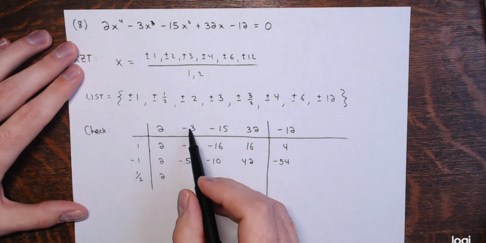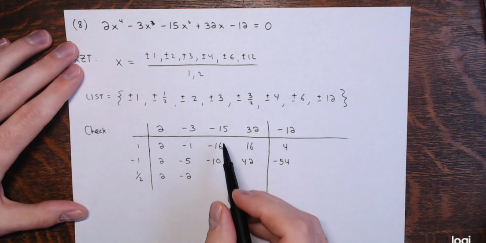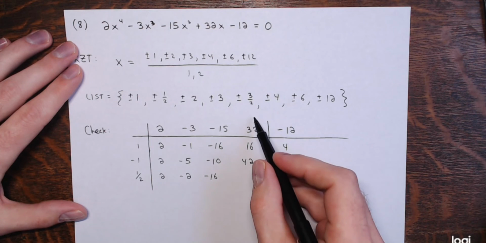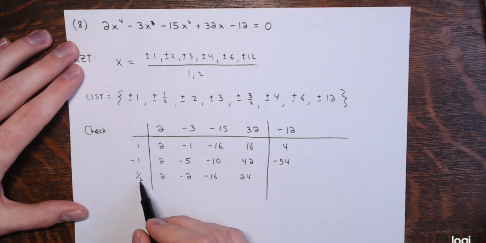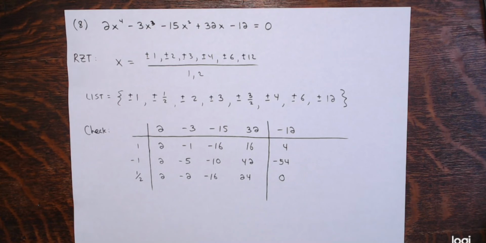That's 1 minus 3 is negative 2. Then negative 1 minus 15 is negative 16. Negative 8 plus 32 is 24. And then positive 12 minus 12 is 0. Fantastic.